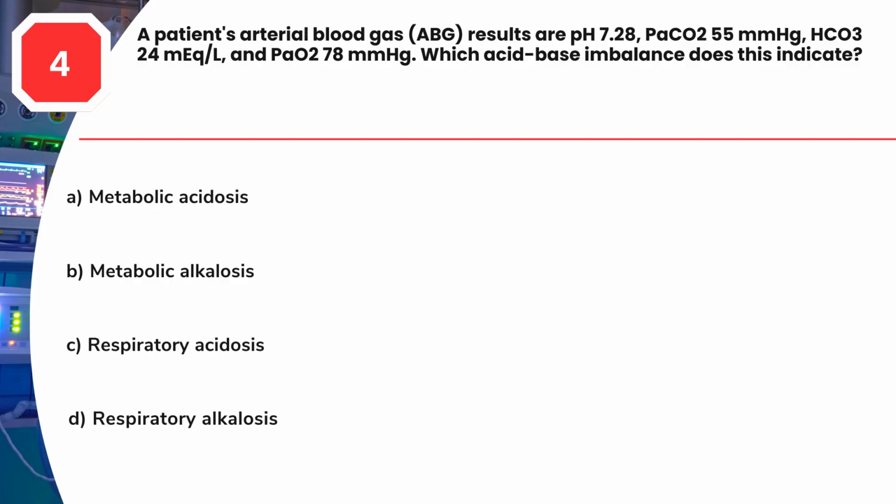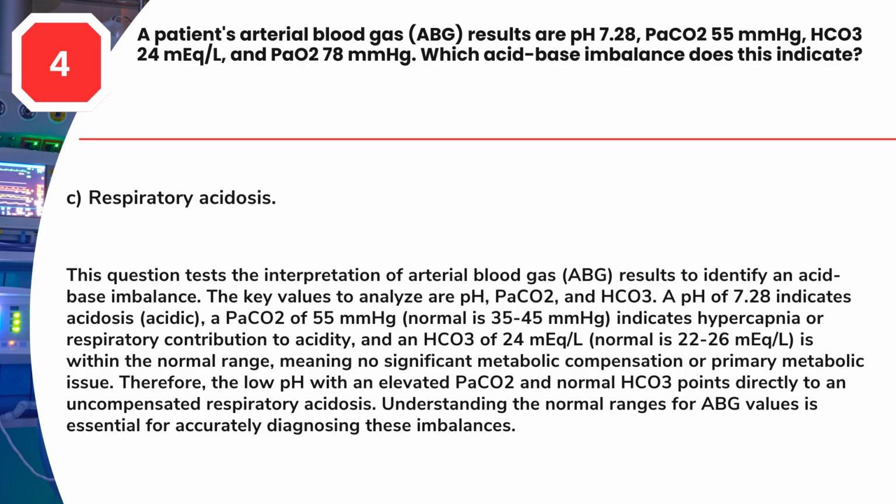A. Metabolic acidosis. B. Metabolic alkalosis. C. Respiratory acidosis. D. Respiratory alkalosis. Answer: C. Respiratory acidosis. This question tests the interpretation of arterial blood gas, ABG, results to identify an acid-base imbalance.